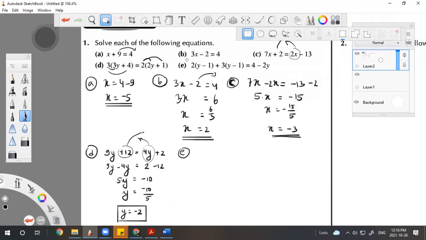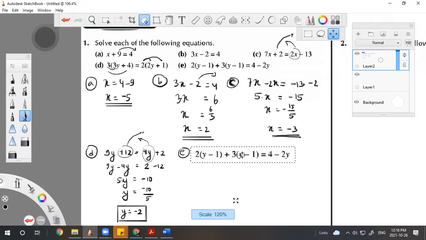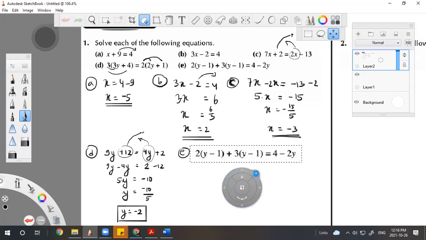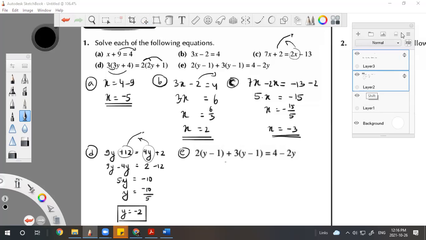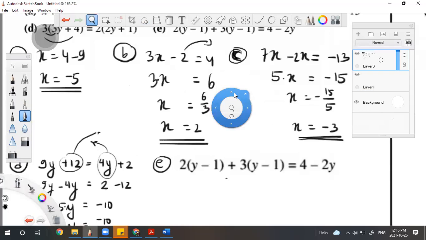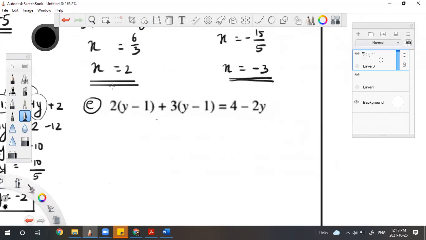I will copy the questions because it's so much, and I want to make it a bit bigger. Okay, let's try this question. So what to do? Distributive law. 2y minus 2, right? And plus 3y minus 3 equals 4, subtract 2y.